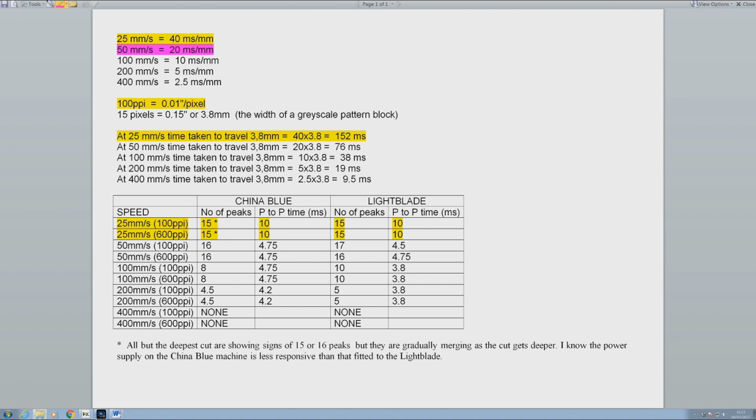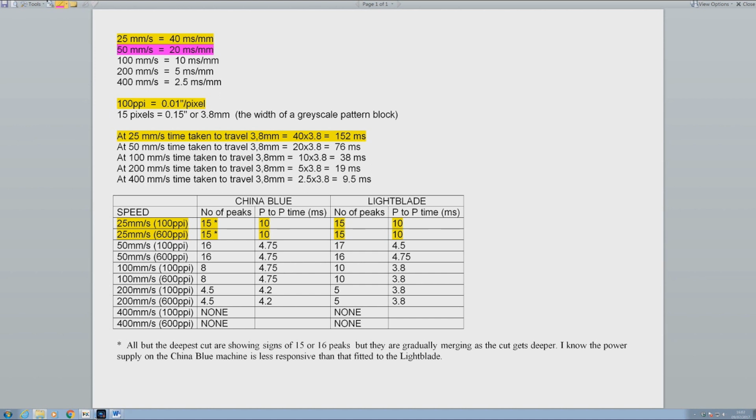I was expecting every pixel to be given a power and every pixel to be squirted at the pattern. That appears to be the case at 25 millimeters a second and 50 millimeters a second, provided I don't go more than 100 pixels per inch.